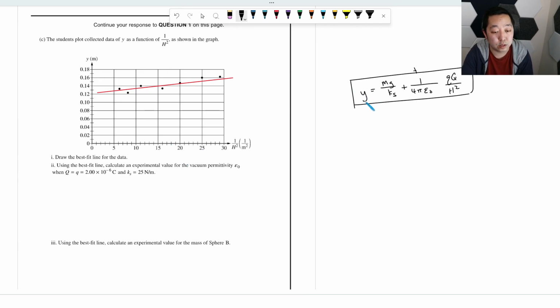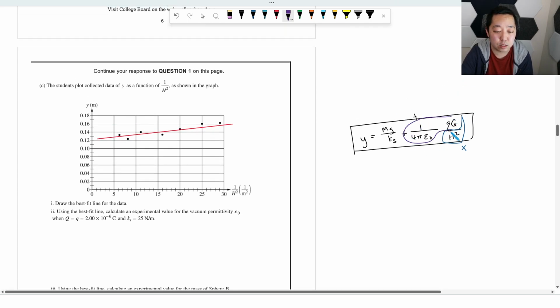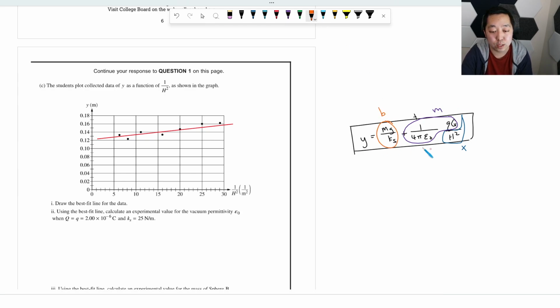So we're plotting y, so that's already my y. What is my x variable? Really, just the 1 over h squared part is x. So what you see here is that this is my slope. And we actually have a y-intercept, which is very rare, but we have one. This is y equals mx plus b. So the slope will equal 1 over 4 pi epsilon naught, little q over big Q, over Ks. You can solve for epsilon naught. It's going to equal 1 over 4 pi times the slope times Q times big Q. Now, what's the slope equal to?